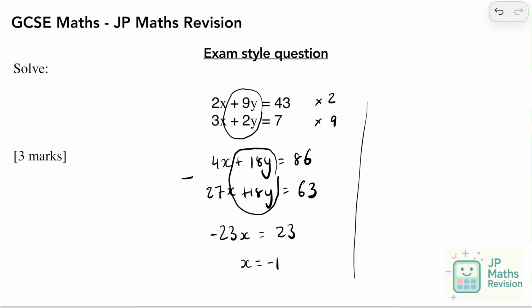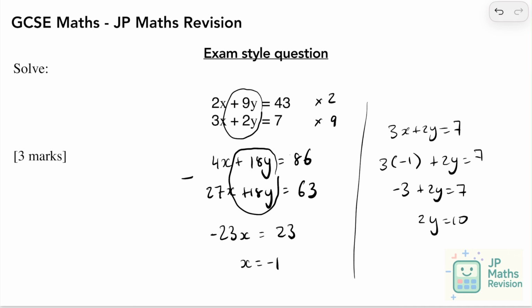And now I'm going to pick an equation, so the top one or the bottom one. I'm going to do the bottom one because the number's a bit smaller. So I have 3x plus 2y equals 7. Sub in x equals -1, so 3 times -1 plus 2y equals 7. So -3 plus 2y equals 7. Now I need to add 3 to both sides, so 2y equals 10, and therefore y is 5. So the solutions to this one are x equals -1 and y equals 5.